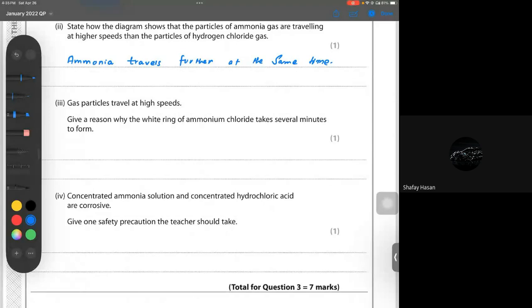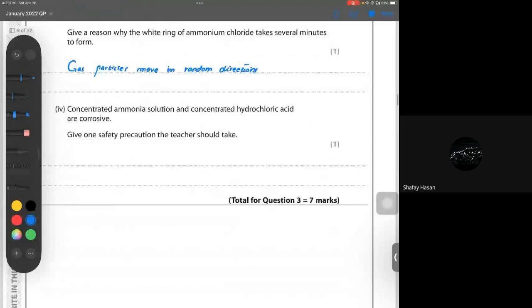So I would be writing: gas particles move in random directions.